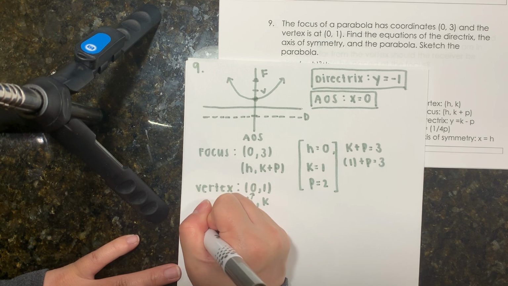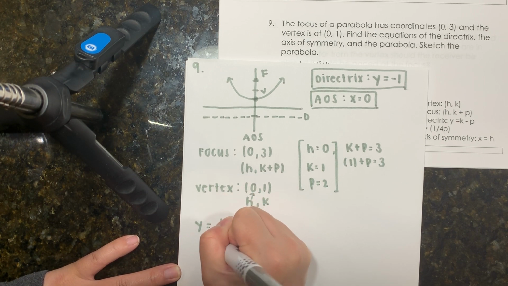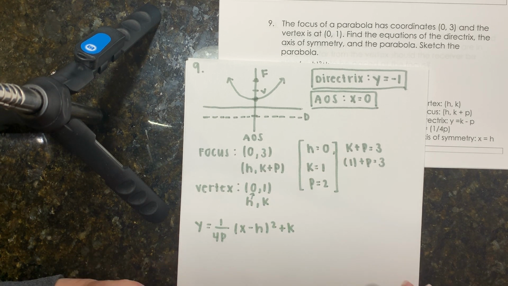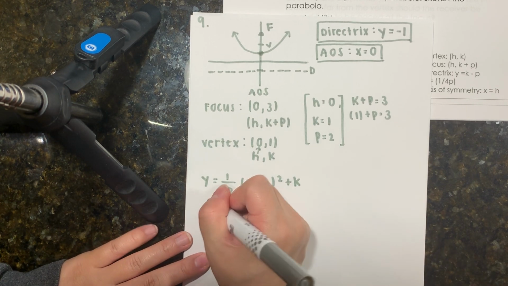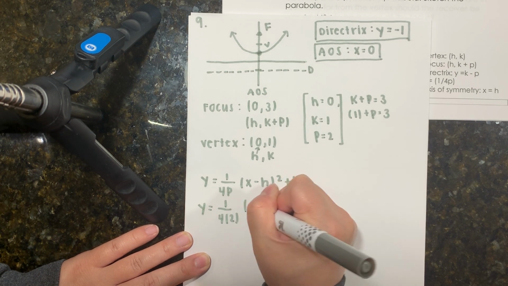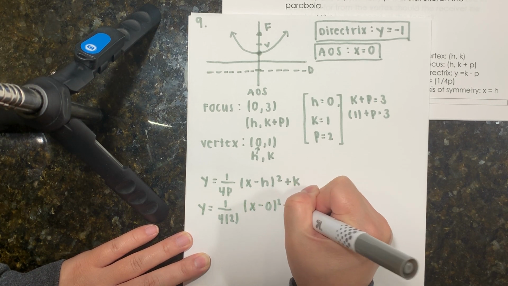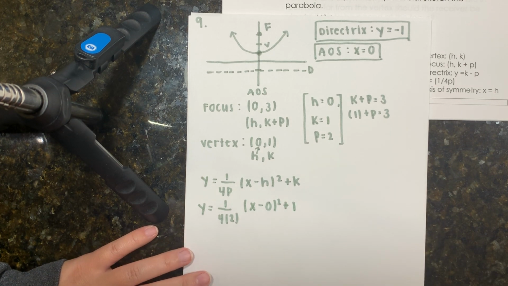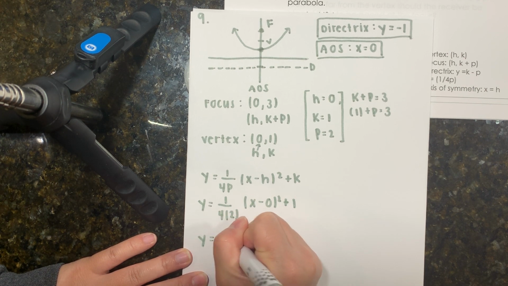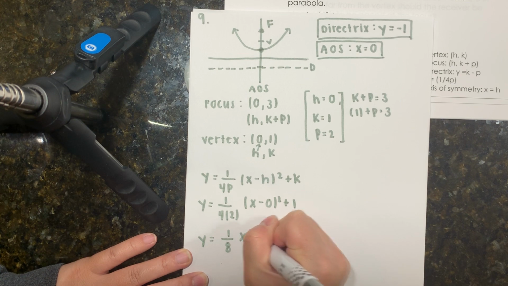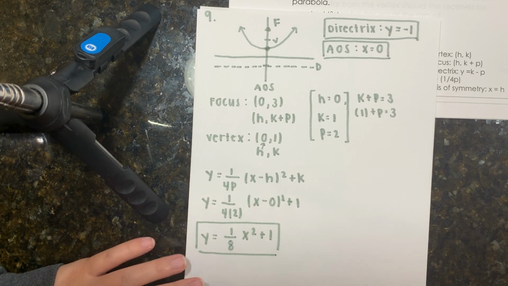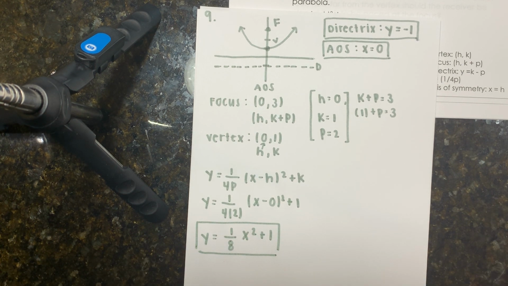And that equation is going to be y is equal to 1 over 4p times (x minus h) squared plus k. So now you just plug in your variables. So I have 1 over 4 times 2 times (x minus 0) squared plus 1. So 1 over 4 times 2 is 1 over 8, x squared plus 1. And that concludes how you would do number 9.